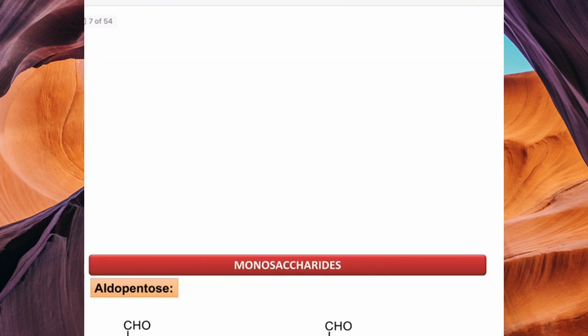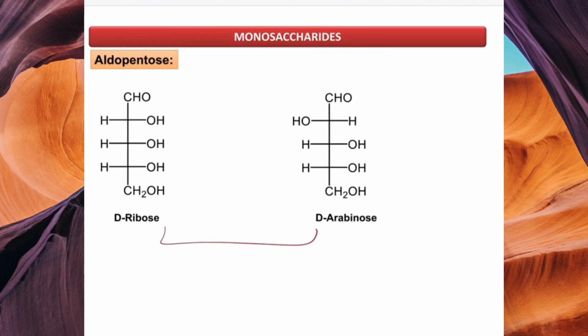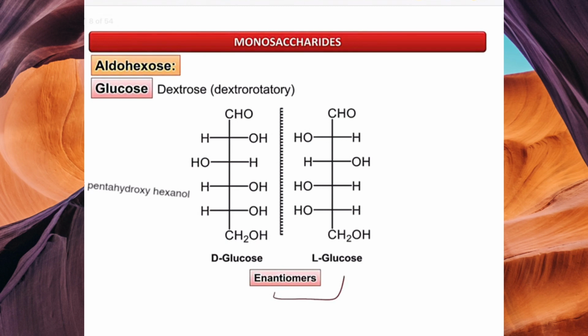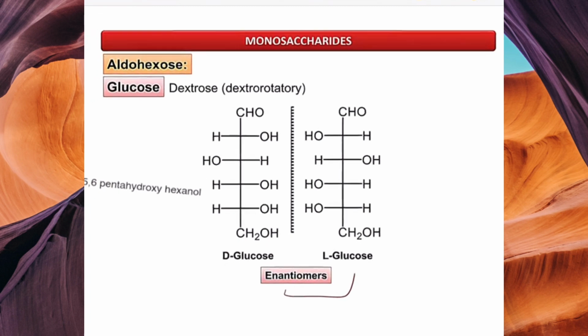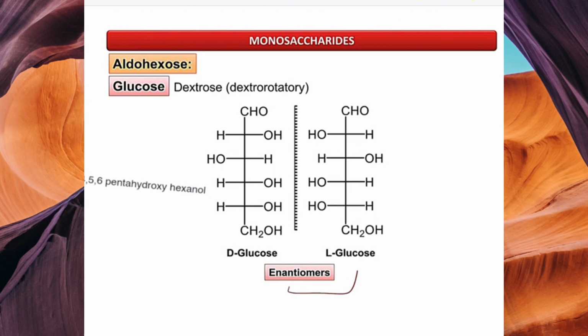Next I am taking aldopentose, that is D-ribose, as well as D-arabinose. In D-ribose, all the OH groups are on the same side, whereas in arabinose, at the first carbon you see the OH group is on the left hand side. Finally, we go to aldohexose, which is nothing but glucose. We have two structures: the first is D-glucose and the second is L-glucose.